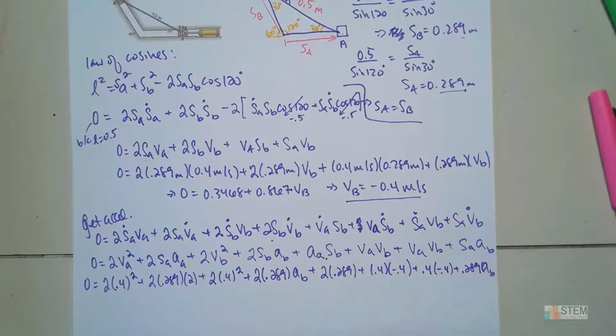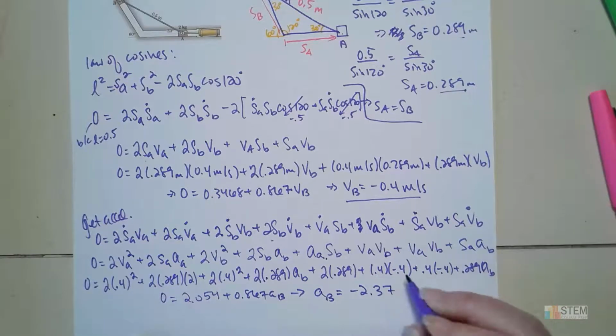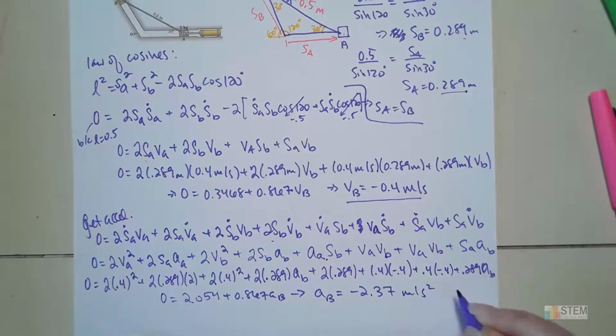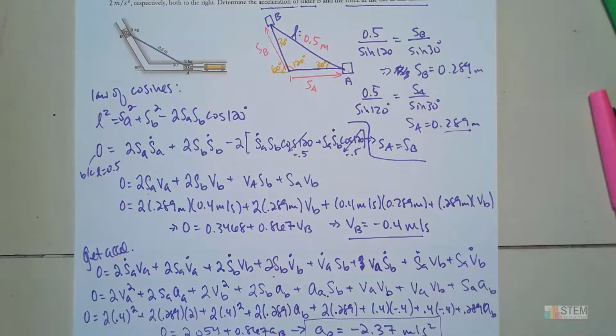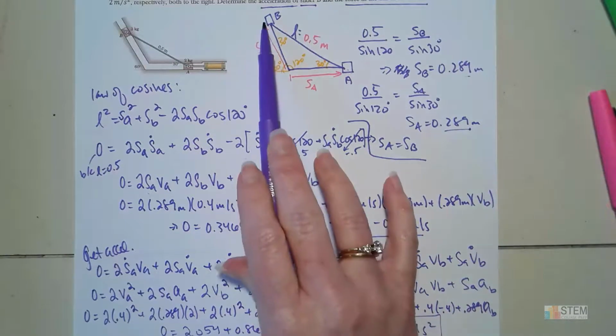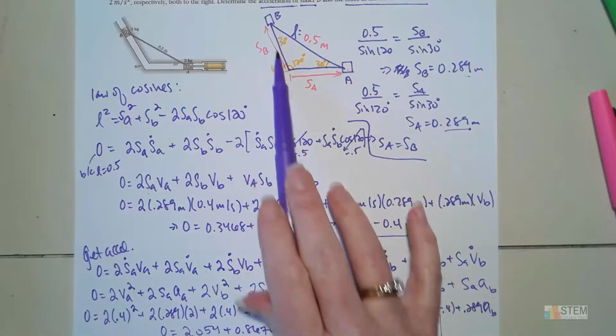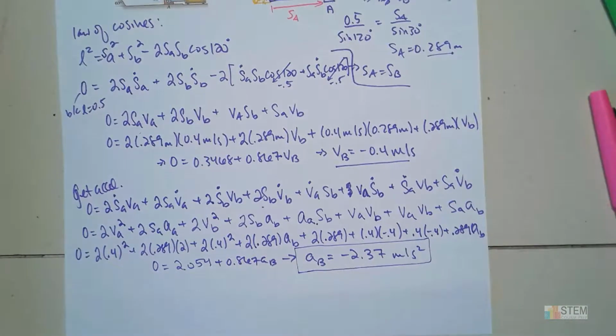And then after all of that, you got to go in and simplify, and then we'll be able to solve for acceleration of B. So if you simplify, you get 0 equals 2.054 plus 0.867 AB. Now you can solve for AB. And for this one, you're going to get a negative again, so negative 2.37 meters per second squared. All right, again, it's negative because I said going up was positive. So if it's negative, that means it's accelerating in this direction here, coming down.